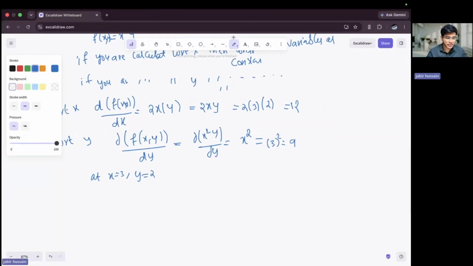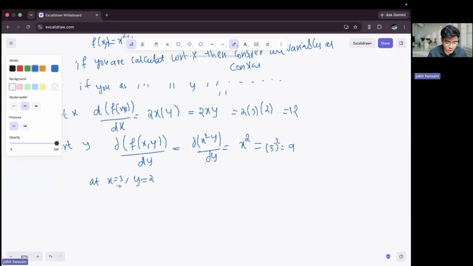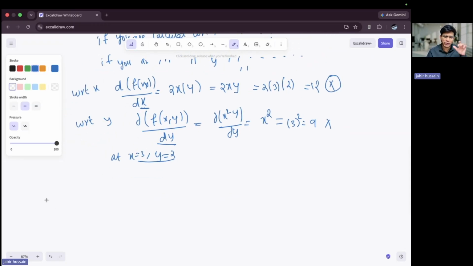Okay, so here you can see that at x is equal to 3 and y is equal to 2, the function is changing 12 times with respect to a little change in x. At x is equal to 3 and y is equal to 2, the output is changing 9 times with respect to y. Now you might ask, Jabir, I have understood that we are changing weights, which is why we talked about derivatives. Now why do we need partial derivatives?